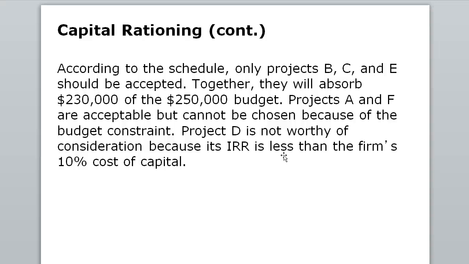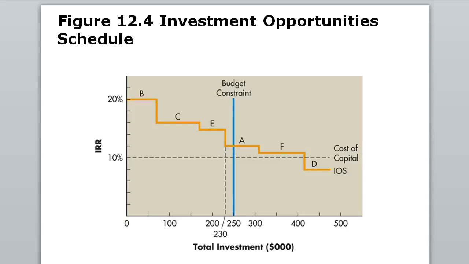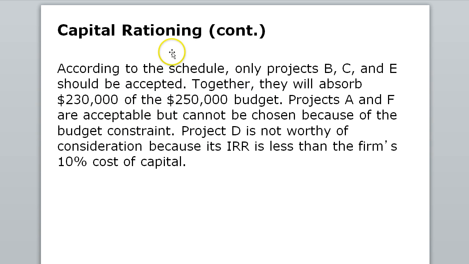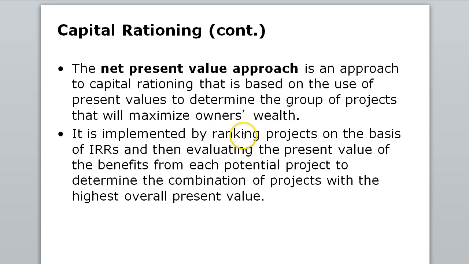Now if we look at this schedule and project B, C, and E, if we accept B, C, and E, based on that IOS scale, together they'll absorb $230,000 of the budget. Project A and F are acceptable, but cannot be chosen because of the budgeting constraint. Project D is not worthy because it's only 8% return, and we need 10 or better. So the net present value approach of capital rationing is based on using the present values to determine the best group of projects to maximize the shareholders' wealth.